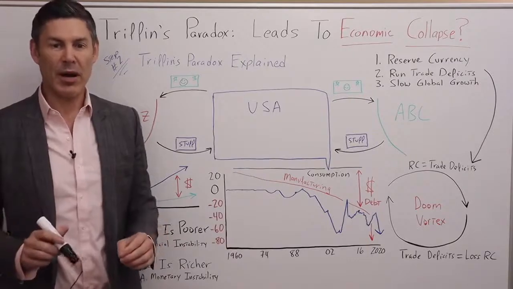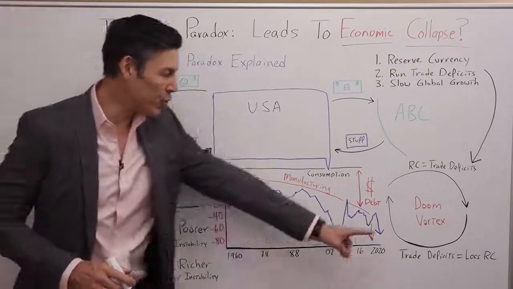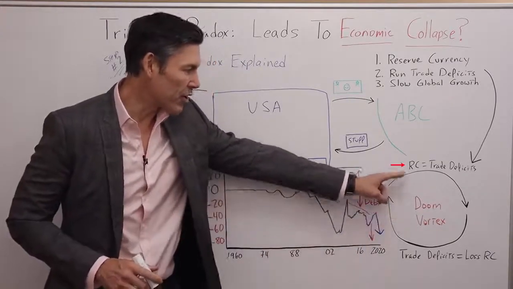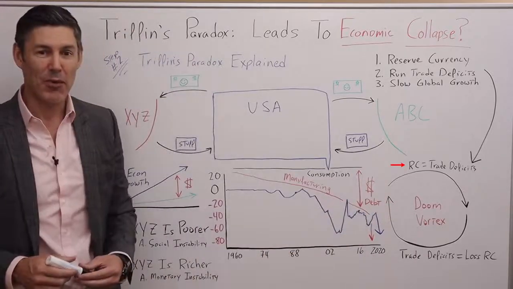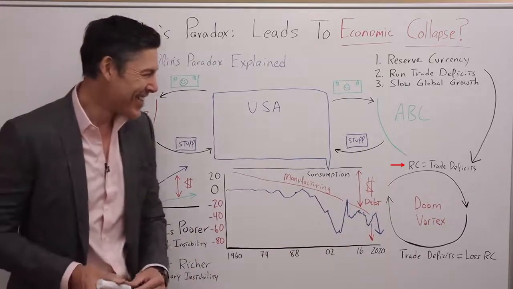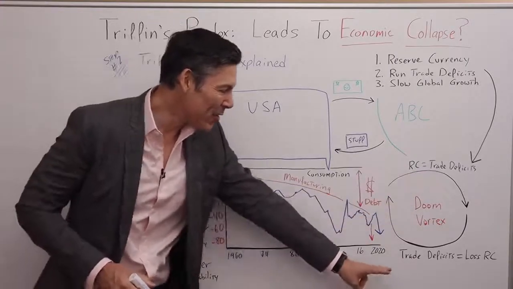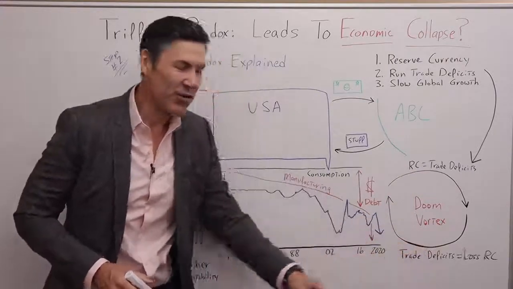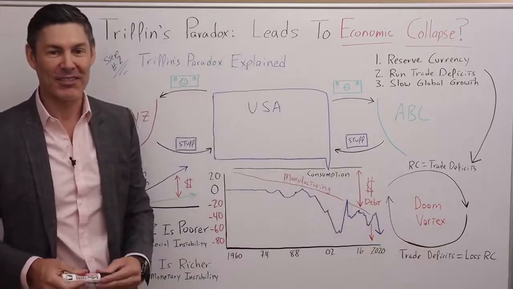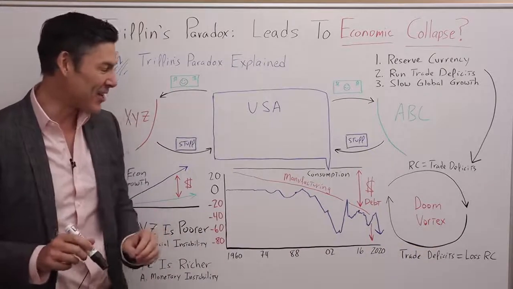And another way to think about it is just a very simple doom vortex. We'll call it the reserve currency doom vortex. And what happens is the reserve currency has to run trade deficits, but if it runs trade deficits, it loses the reserve currency status. That's it in a nutshell.